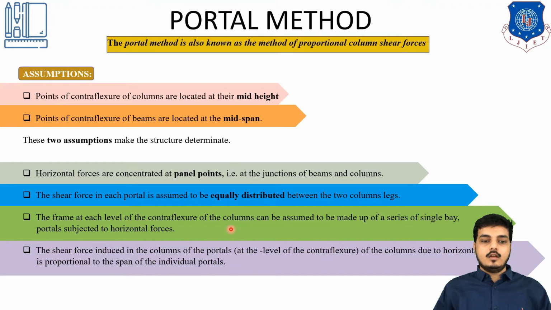Now the frame at each level of the contraflexion of the columns can be assumed to be made up of a series of single bay portals subjected to horizontal forces, and the shear force induced in the column of the portal at the level of the contraflexion of the columns due to the horizontal forces is proportional to the span of the individual portals. So these two points will be clearly understood during the solving of the example.